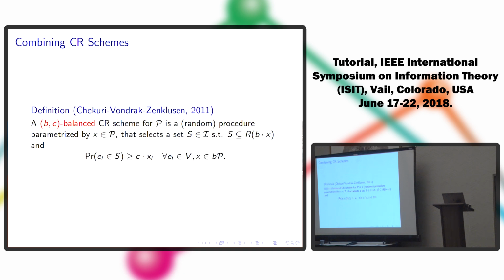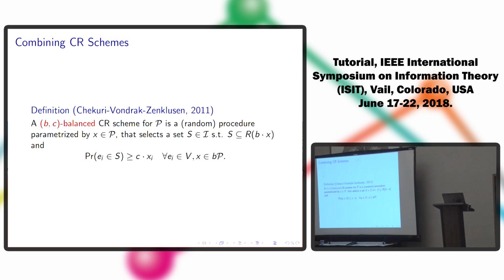We can generalize, and usually this is what people do because they can get better results, by the (B,C)-balanced contention resolution scheme. It's practically the same thing. The only difference is that now we are going to look at a random set where elements are picked with a lower probability, B times x, and then it has exactly the same condition.